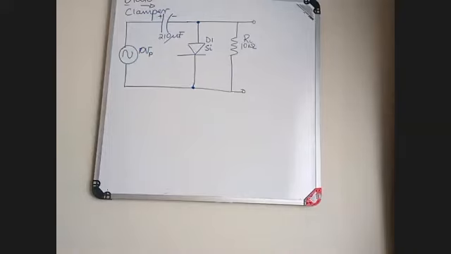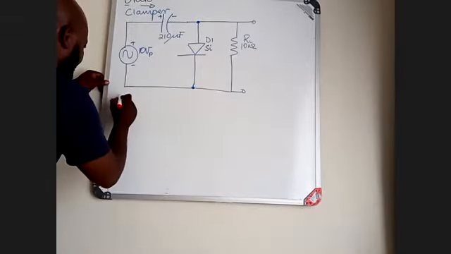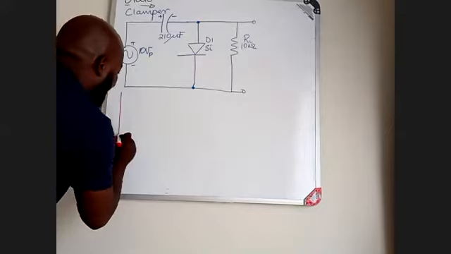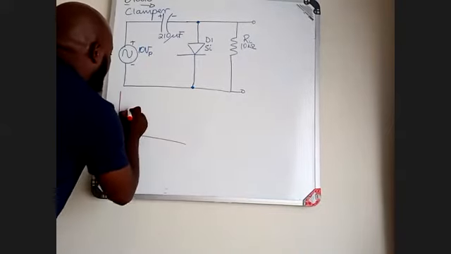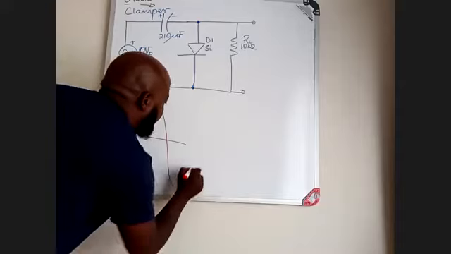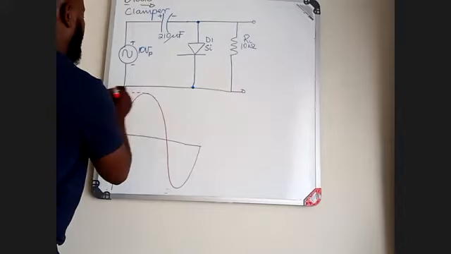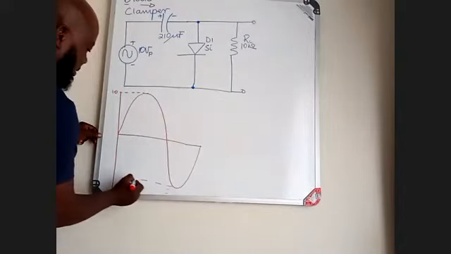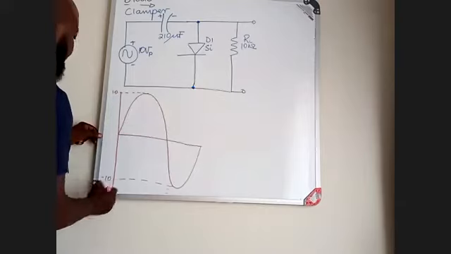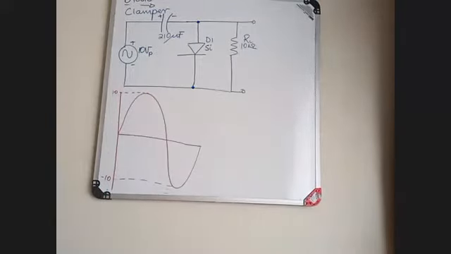Now let's look at how the current is going to flow. Positive, negative there. Then I represent this with a graphical sketch, all the way positively, negatively there. Ten peak, minus 10 peak.